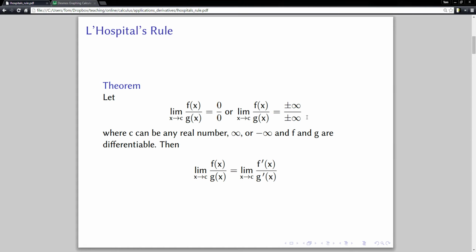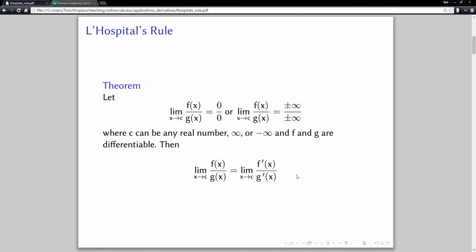So if I get either of those two situations, then what L'Hopital's rule says to do is, hey, the limit as x goes to c of f of x divided by g of x is equal to the limit as x goes to c of the derivative of f divided by the derivative of g.